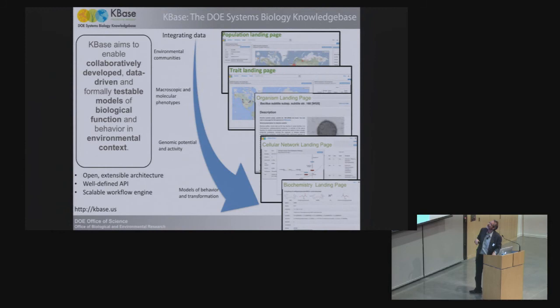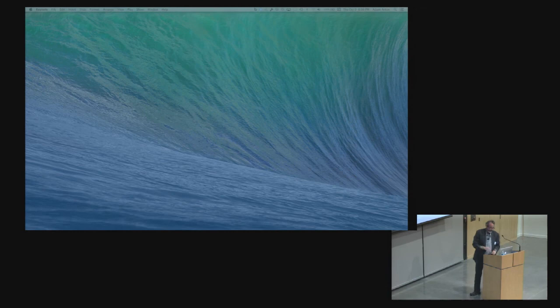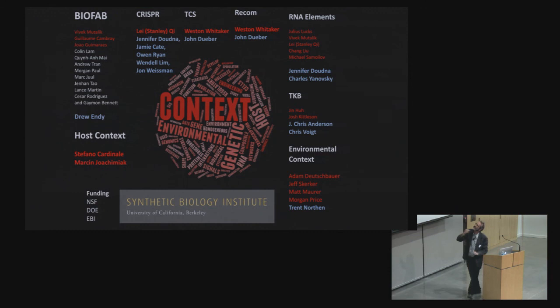So I just want to acknowledge the people who did the work. Here they are. That's the group. And more importantly, let me give you some names because I think they're important to know. Drew Endy was the guy who I worked on the extreme gene expression predictability with. Well, the guys who did the work were Vivek Mutalik and Guillaume Cambray. Guillaume also did that beautiful 255,000 nucleotide variant experiment. Guillaume is spectacular and is on the market at the moment.